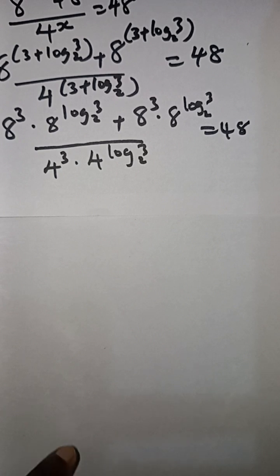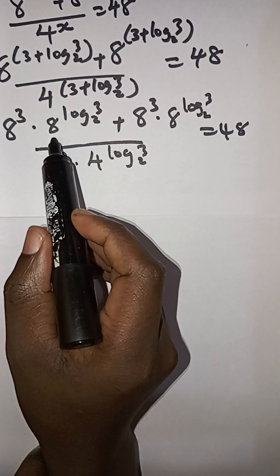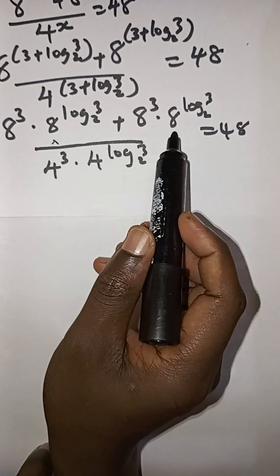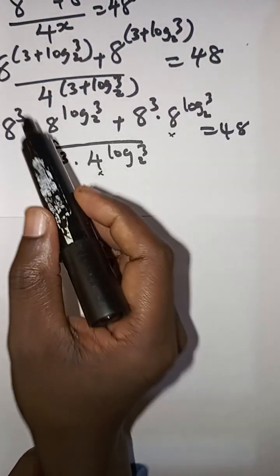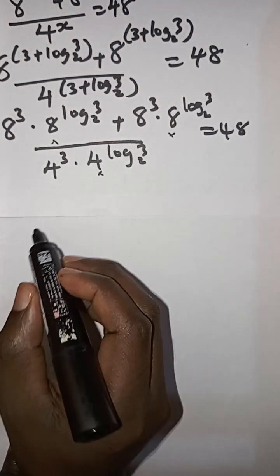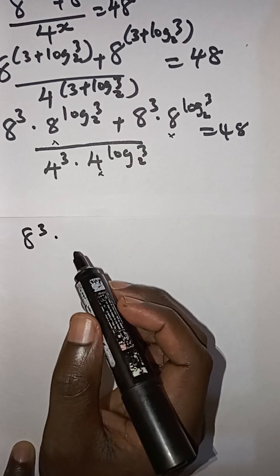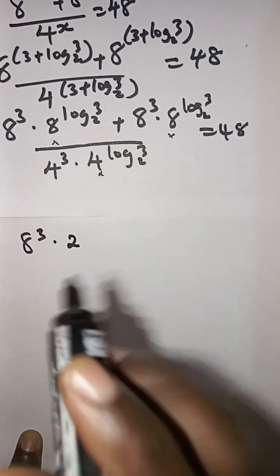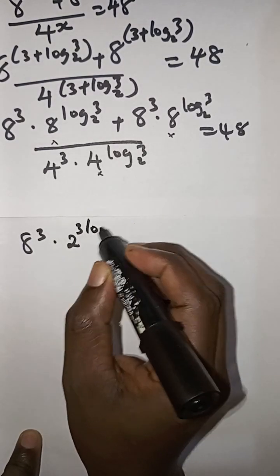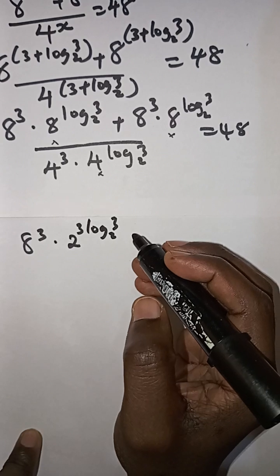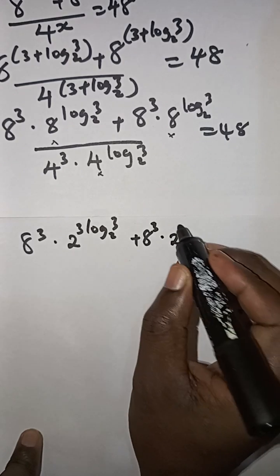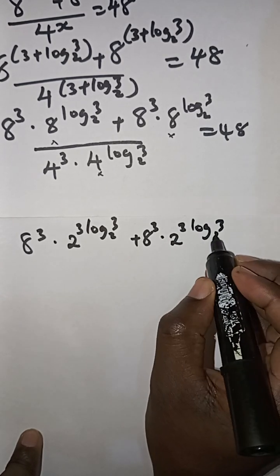So guys, the next step, I'm going to write 4 and 8 in terms of the base of 2, because I know 8 power 3 I can get its value. So it changes to 8 power 3 multiplied by 2, of course this is 2 raised to 3, to the log of 3 base 2, plus 8 power 3 multiplied by 2 power 3 to the log of 3 base 2.